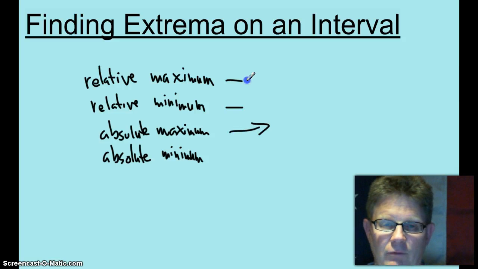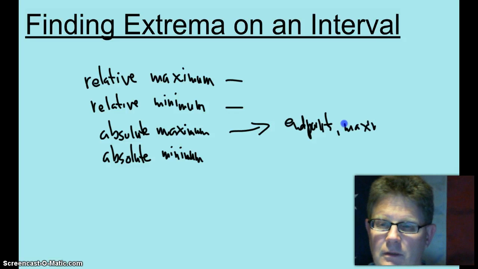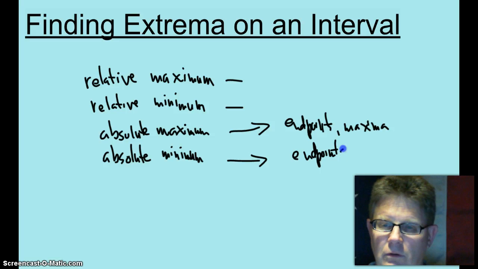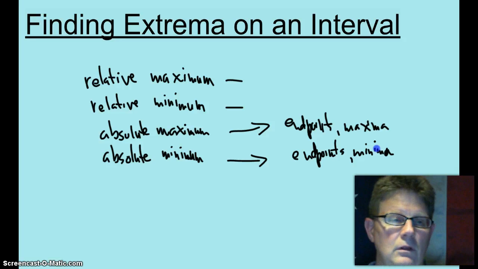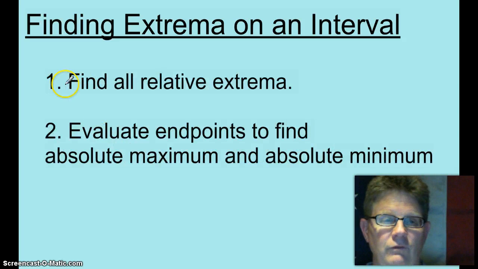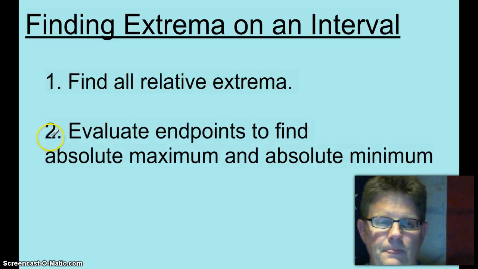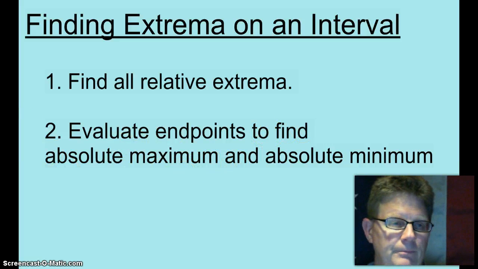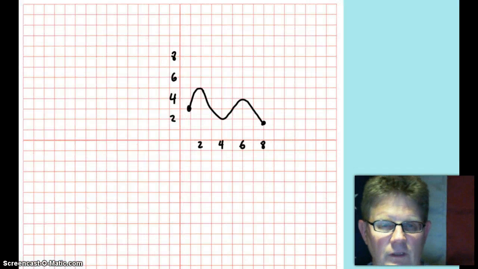These can occur at relative maxes or at endpoints. And absolute minimum, they can occur at endpoints or at minima, just depending on the circumstance. So what are we going to do? We're first going to find all the relative extrema, then evaluate endpoints to find absolute maximum and absolute minimum. Let's look at a picture to see.